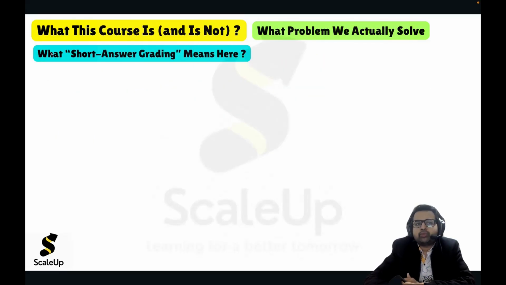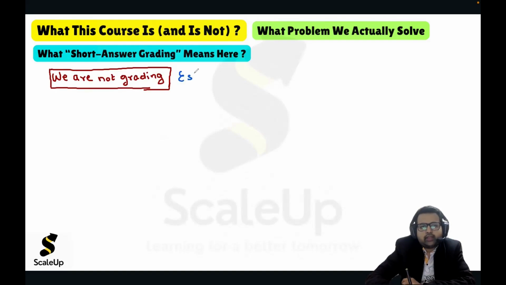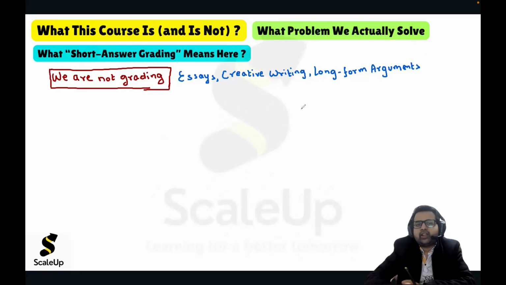As we saw in the problem statement, we are talking about short answer constructed responses. So we are talking about short answer grading. So what exactly does short answer grading mean here? Let us be very clear. We are not grading essays. We are not grading creative writing. We are not grading long form arguments. Whatever AI powered grading system we will be making, that will not be grading essays, nor creative writing, nor long form arguments.